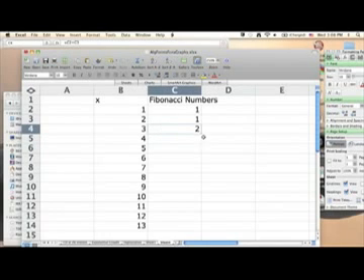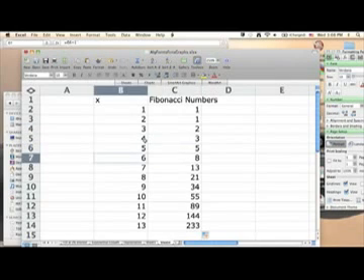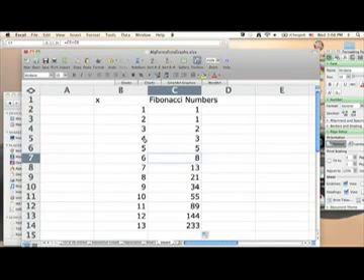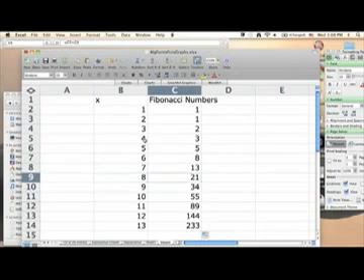Now copy and paste that formula down. In other words, the fourth Fibonacci number is 3, which is 1 plus 2. The fifth Fibonacci number is 2 plus 3, which is 5. The sixth Fibonacci number is 3 plus 5, which is 8. You always add the preceding two Fibonacci numbers. The seventh Fibonacci number is 5 plus 8, which is 13. The eighth is 8 plus 13, which is 21. The ninth is 13 plus 21, which is 34.